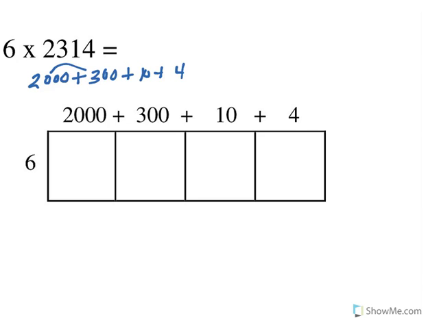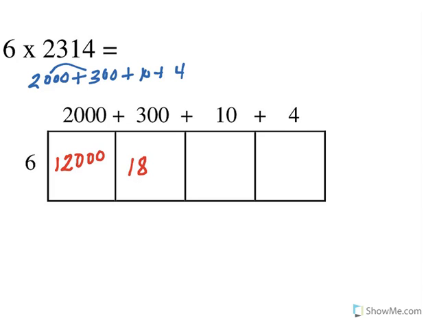Now, the first thing I need to do is multiply 6 times 2,000. Well, I know that 6 times 2 is 12. So now I need to put my zeros on to let me know that 6 times 2,000 is 12,000. Next, I'm going to multiply 6 times 300. Well, I know that 6 times 3 is 18.